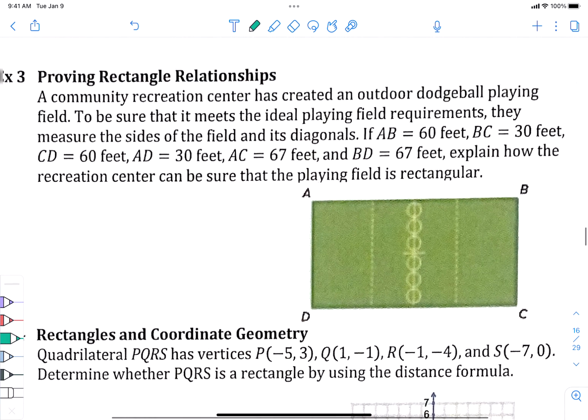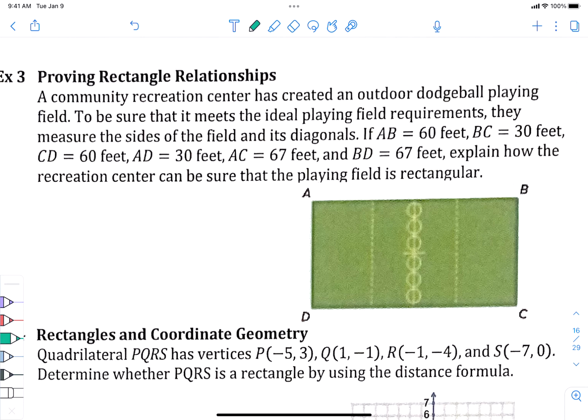Here we have a community recreation center has created an outdoor dodgeball playing field. And every time I come across this example, I always have to chuckle because I really hope that they have a fence around this outdoor playing area. Otherwise, they're not going to get much dodgeball played, right? They're just going to end up running after the ball outside of the court the whole time, right?